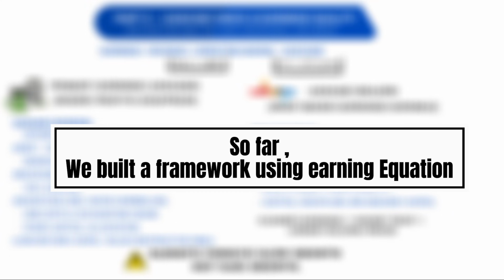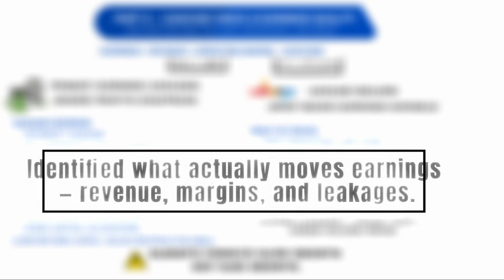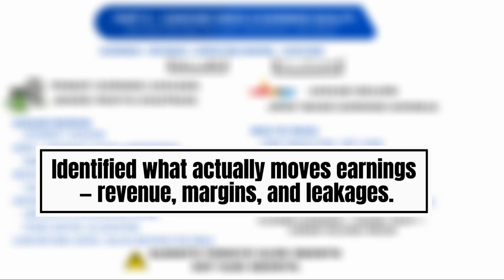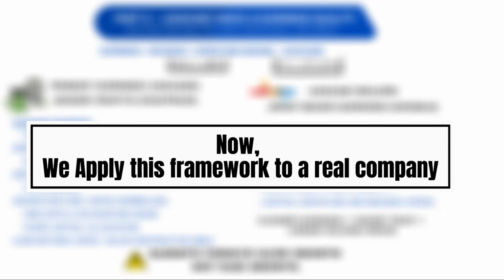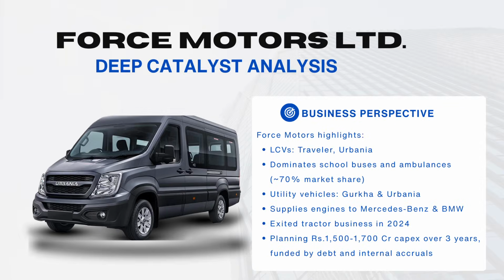So we understood the earning question, and we broke down revenue levers, margin levers, and we also understood leakages and earning quality, right? Now the only real question is, how do we apply this in the real world? Theoretically it looks good, but let's try to apply it. So let's take a plain case study, no buy call, no recommendation. This is purely to show how the framework works end to end.